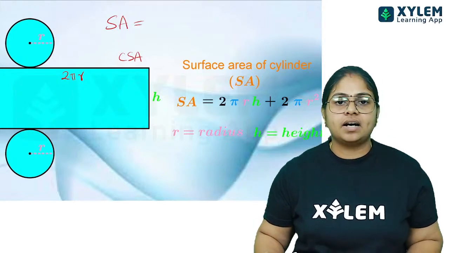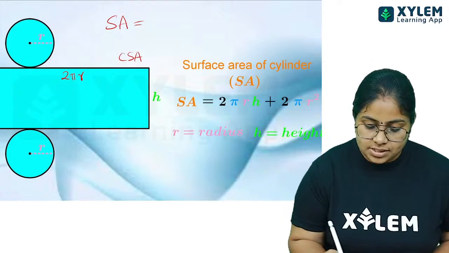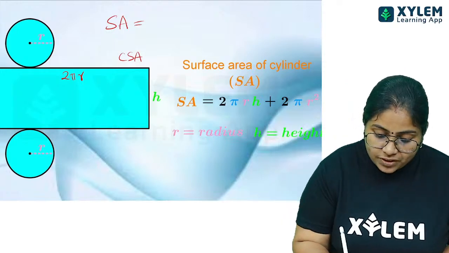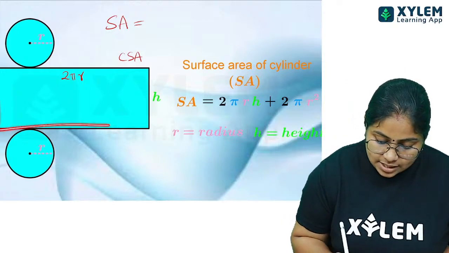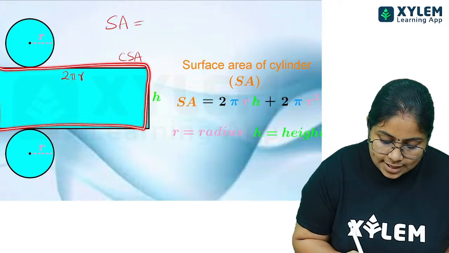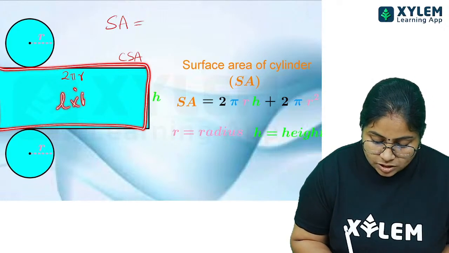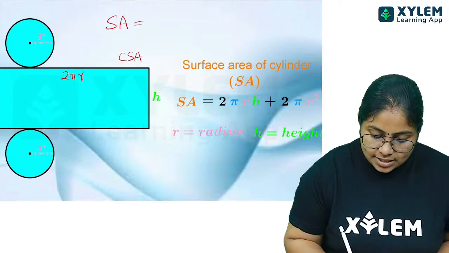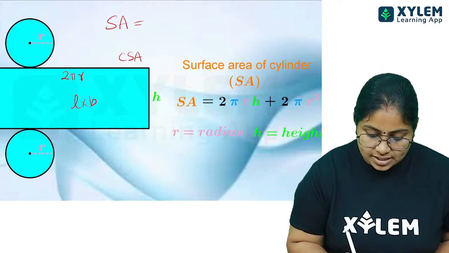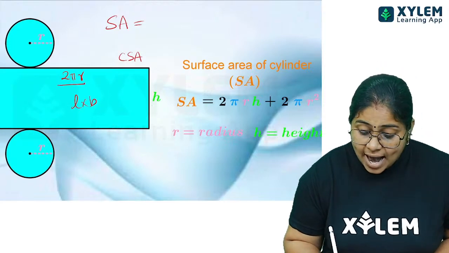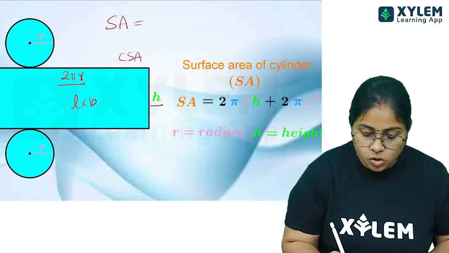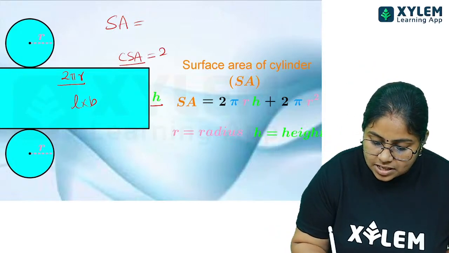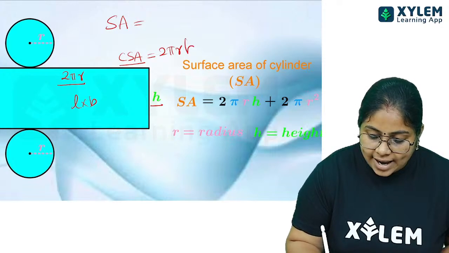How to find out the curved surface area? As we discussed, this is a rectangle and its area is equal to length into breadth. So here length is equal to 2 pi r and breadth is equal to h. So curved surface area is equal to 2 pi r h.